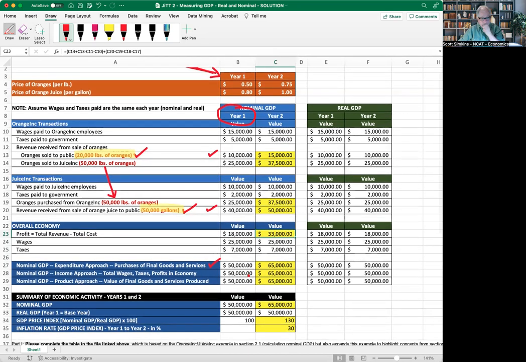Right? If we add up the value of final goods and services produced, the value added by each firm, if you go back and look at that in section 2.1, you'll note that that also adds up to $50,000.